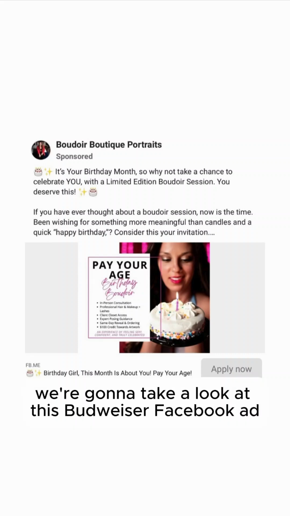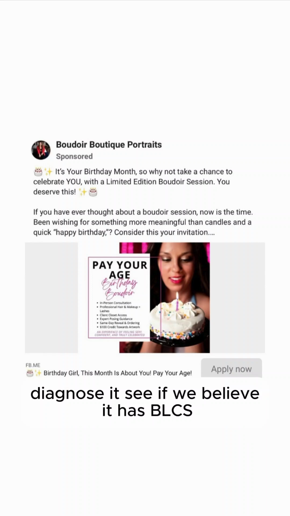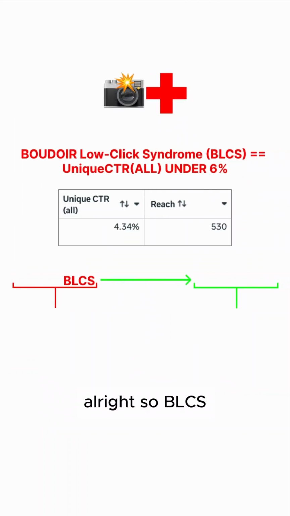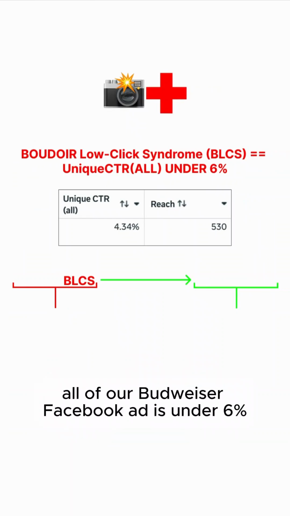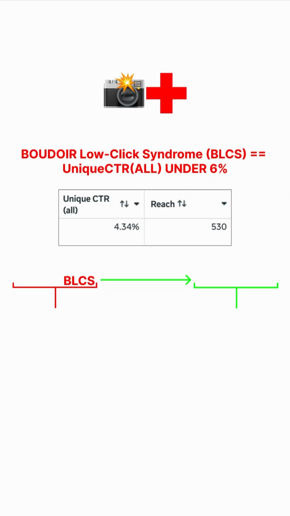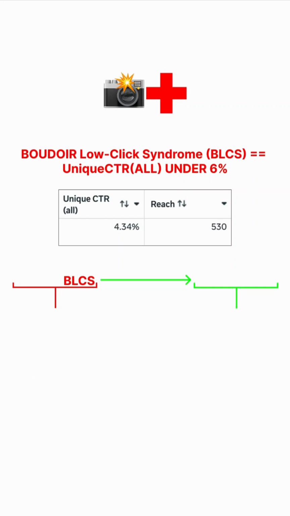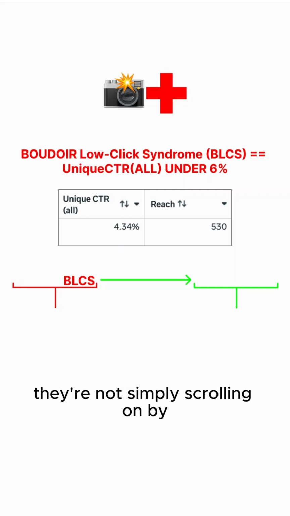All right, y'all, we're going to take a look at this Boudoir Facebook ad. Diagnose it, see if we believe it has BLCS, aka Boudoir Low Click Syndrome. BLCS is when the unique CTR of our Boudoir Facebook ad is under 6%. This means fewer than 6 out of 100 women are clicking anywhere in our Boudoir Facebook ad, aka they're not simply scrolling on by.